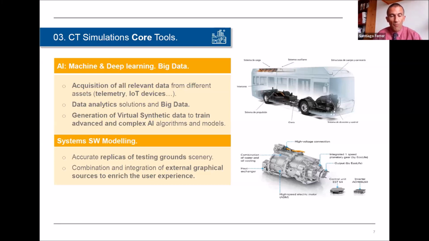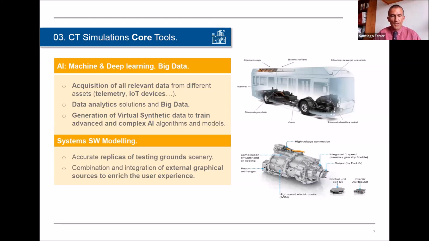As mentioned before, the generation of virtual synthetic data to train advanced and complex AI algorithms and models is key to success. Also, we can get accurate replicas of testing grounds. This is especially important in the case of land and aerial platforms to test any kind of subsystems in harsh environments.